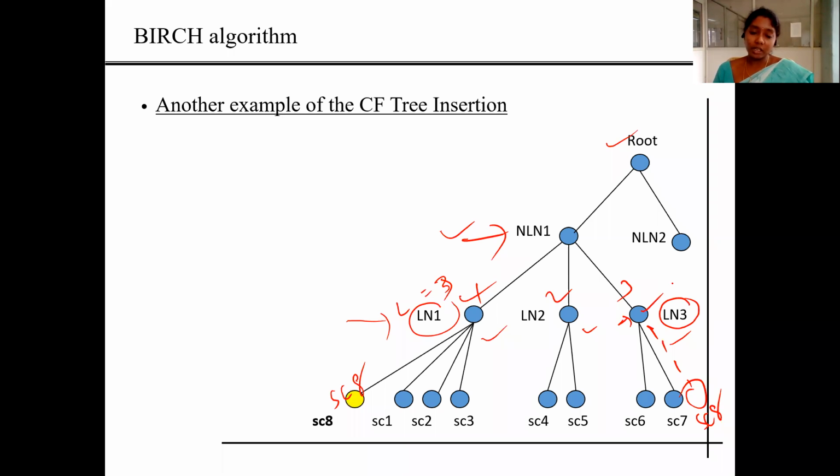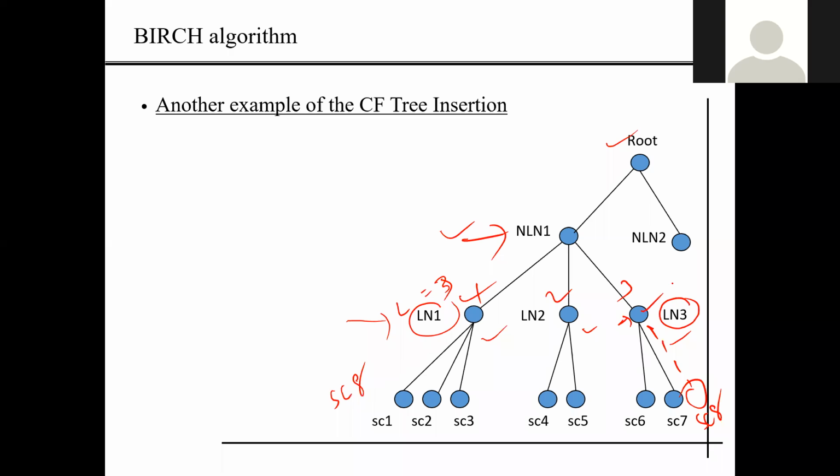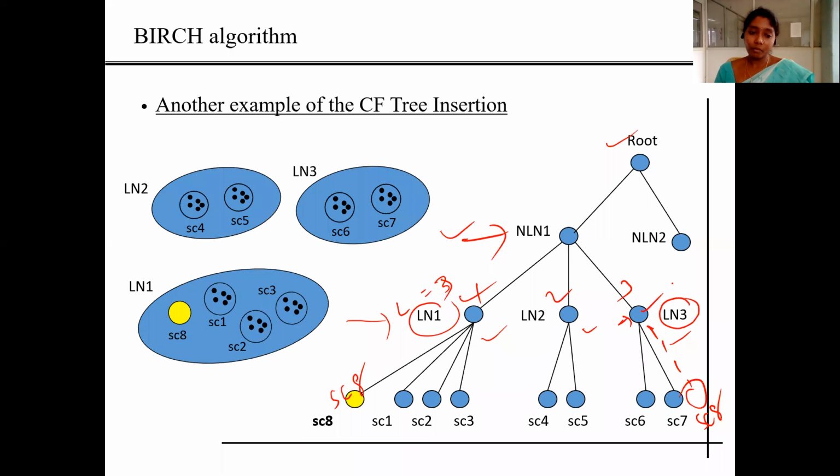But in this case, this subcluster is going to be added to leaf node 1. So here we need to split the leaf node 1. This is leaf node 1, this is leaf node 2 and this is 3. Here additionally, subcluster 8 is added to leaf node 1. According to the L rule, it shouldn't consist of more than 3 subclusters, so it needs to be split into 2 leaf nodes.